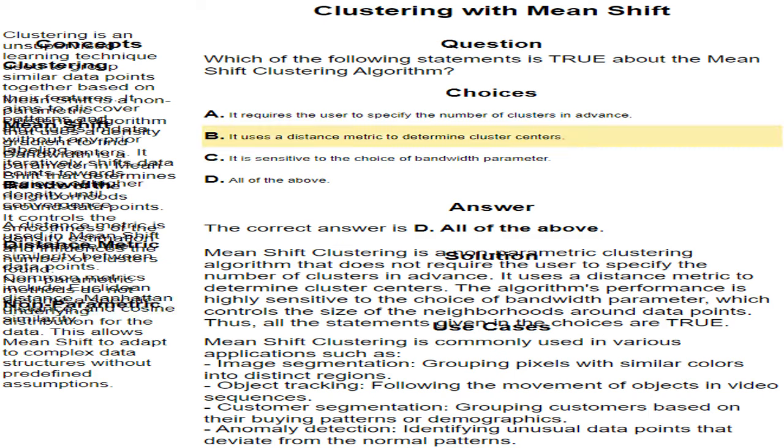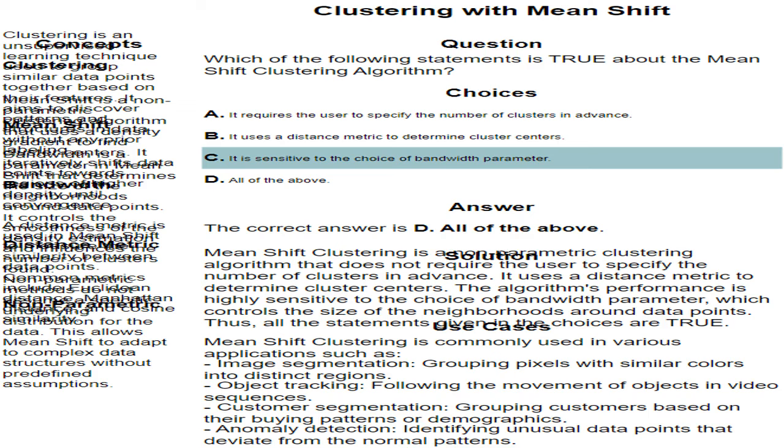Non-parametric. B. It uses a distance metric to determine cluster centers. This statement is true. Mean shift uses a distance metric to calculate the density gradient, which helps it identify regions of high density representing cluster centers. Distance metric. C. It is sensitive to the choice of bandwidth parameter. This statement is true. The bandwidth parameter controls the size of the neighborhoods around data points. A larger bandwidth results in smoother density estimations and fewer clusters, while a smaller bandwidth may lead to oversegmentation and a larger number of clusters.